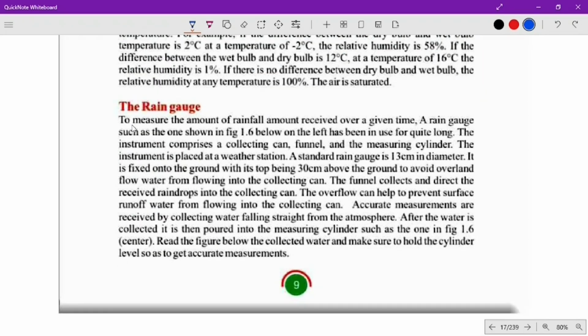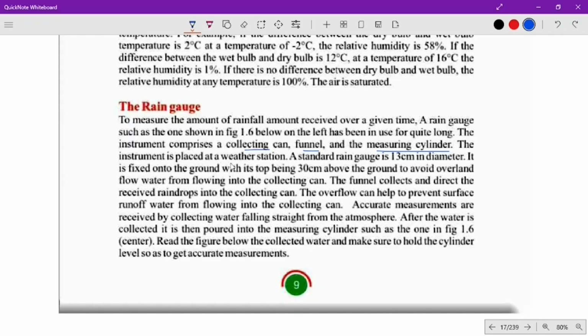Please watch the next video where we are also talking about the rain gauge. To measure the amount of rainfall received over a given time, a rain gauge is used. So the instrument comprises a collecting can, a funnel, and a measuring cylinder. It is a very simple instrument.